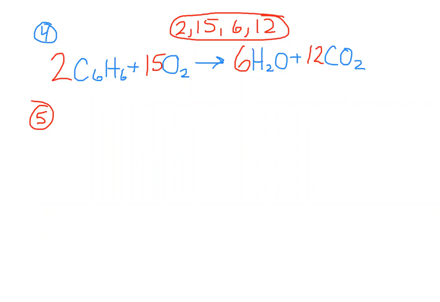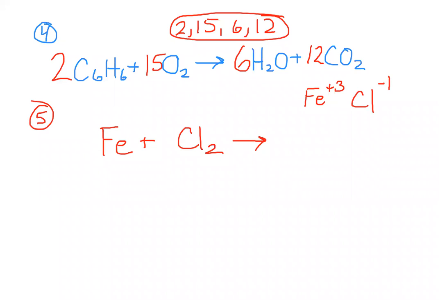Iron reacts with chlorine gas to form iron 3 chloride. Write the balanced equation. Okay, iron and chlorine gas. Remember, chlorine has to have that 2 too. And it makes iron 3 chloride. I was going to put oxygen, but it's chlorine. And if you look on here, chloride is a -1. So if we do that, this becomes FeCl3. So there's our equation.